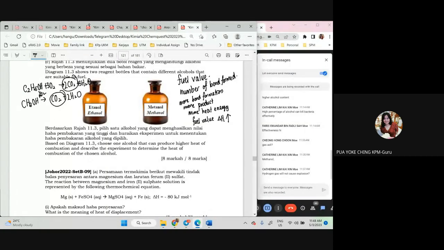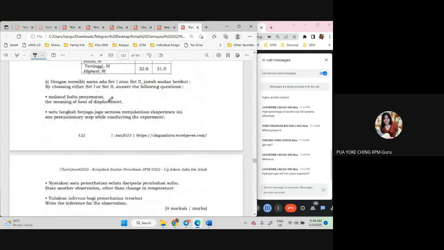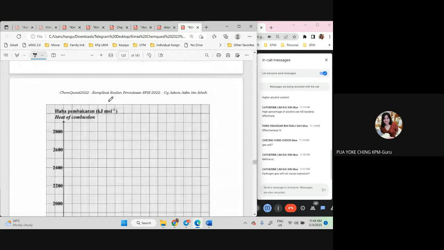So how you want to know is more bond formation when you have more carbon atoms per molecule. Semakin banyak C, semakin banyak produk you akan dapat. Untuk soalan yang sebelum ini, the just now one, we cannot compare because they have the same carbon atoms. Tapi kalau keluar bab 3, they will give you different number of carbon atoms. So then you can identify the fuel value. Okay. So that one is chapter 3. Chapter 3, okay, this is what I said just now.